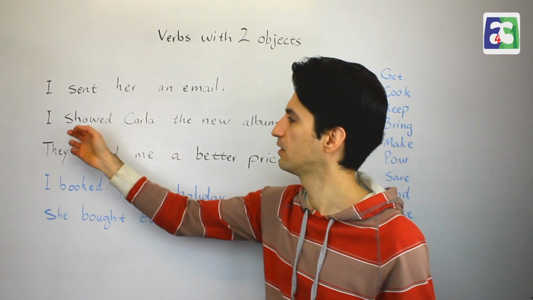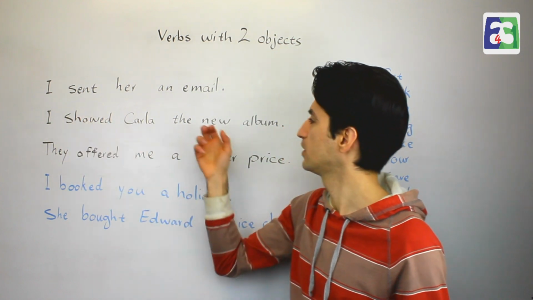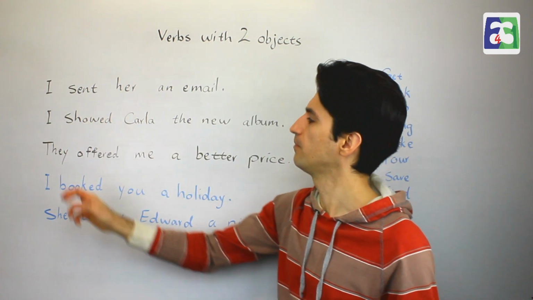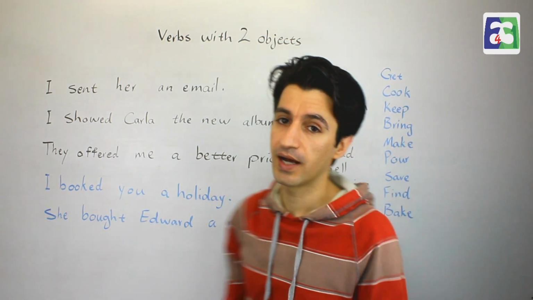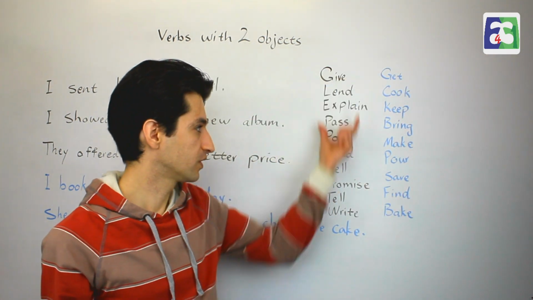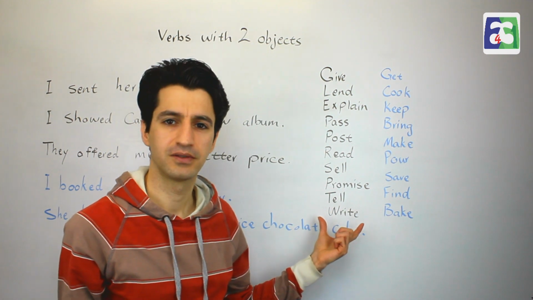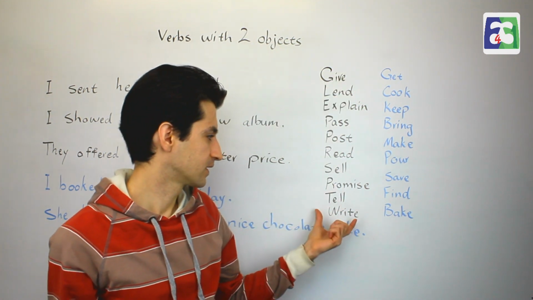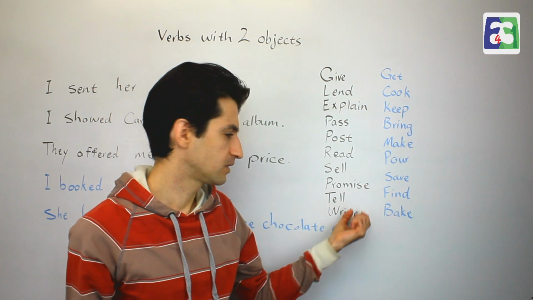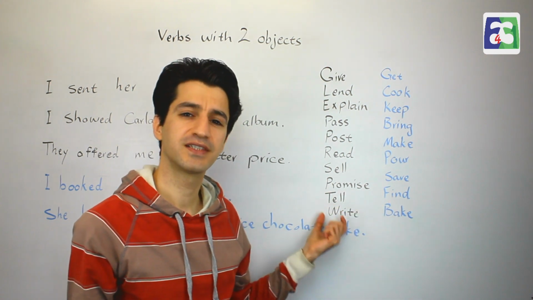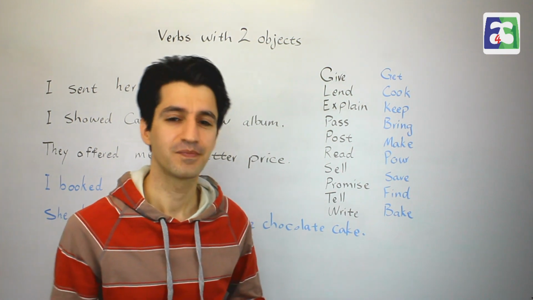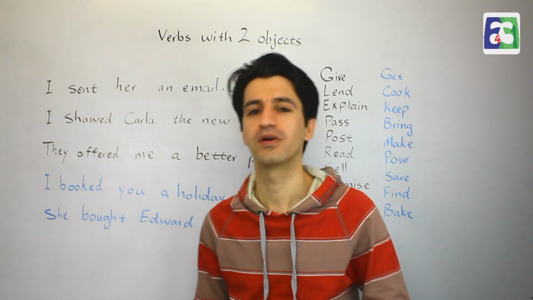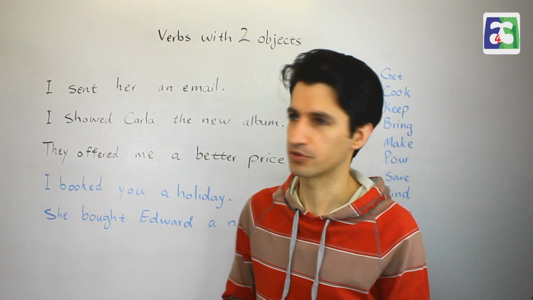Okay, over here again, the same thing. I showed the new album to Carla. They offered a better price to me. And that's the same thing for the ones over here, the ones in black. If I, let's say, tell somebody something or tell something to somebody, we need to before the indirect object.